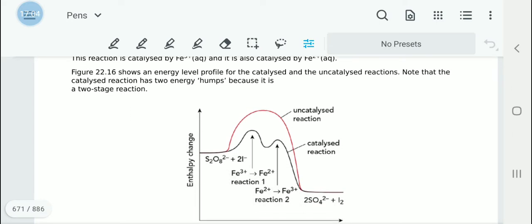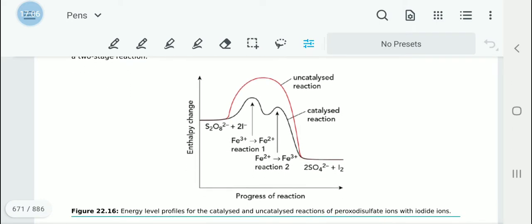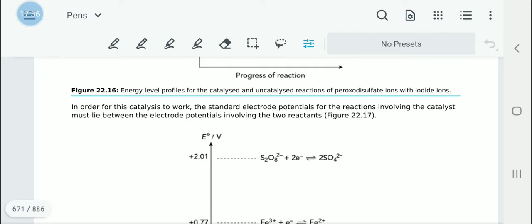I hope you understood. The enthalpy profile for the catalyzed and uncatalyzed reactions is shown below, and then draw this energy level profile. As you can see, there are two steps in the catalyzed reaction, therefore there are two humps. I hope that you are not confused about that.